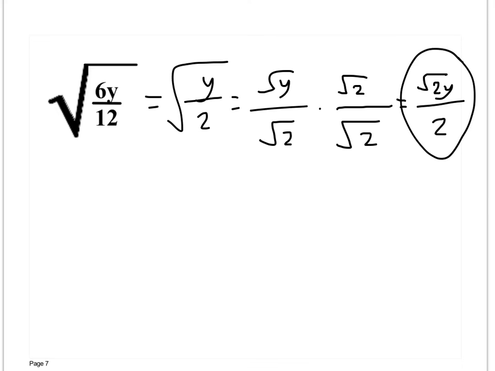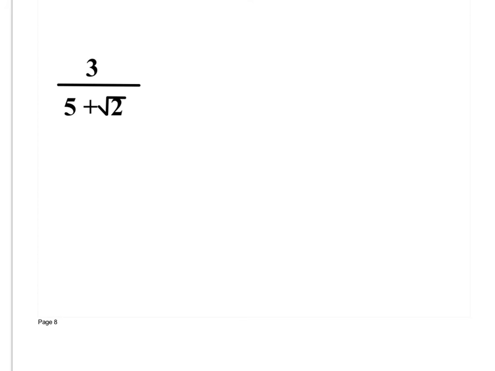Any questions? When you have something like this, 3 over 5 plus the square root of 2, we have to get rid of the square root sign, but we can't just times by the square root of 2. That won't work, because when you do that, you would have 5 times square root of 2 plus 2, right? Because the square root of 2 times square root of 2 will give you 2. So you still haven't gotten rid of the square root sign.